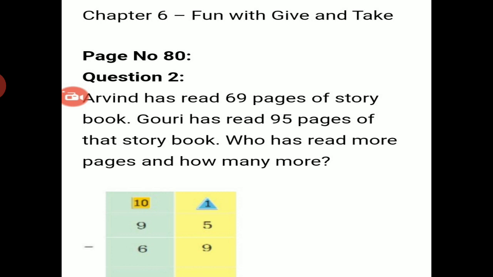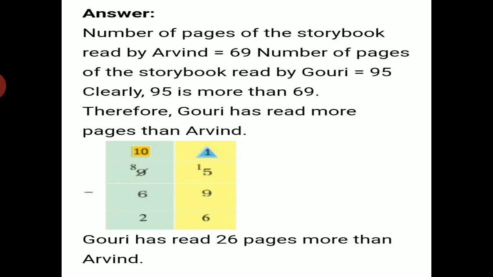Now how will you do this? You will subtract 95 minus 69. First you have to write the statements. The number of pages of the storybook read by Arvind is equal to 69. The number of pages read by Gauri is equal to 95. Clearly 95 is more than 69. Therefore Gauri has read more pages than Arvind. Now how many more? For that you have to do subtraction.